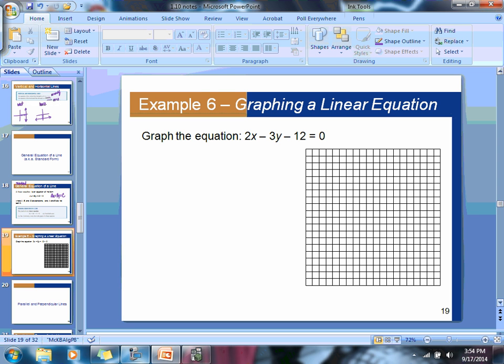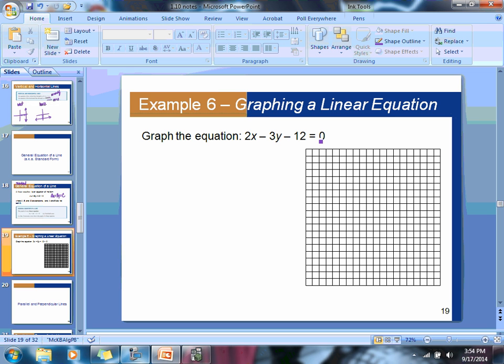So here we have an equation that's in standard form, and they want us to graph it. So we have 2x minus 3y minus 12 equals 0. And there's two ways that you could do this problem. You could solve the equation for y, put it in slope-intercept form, find your slope, find your intercept, and then graph. The other way to do this would be to find your x-intercept and your y-intercept.